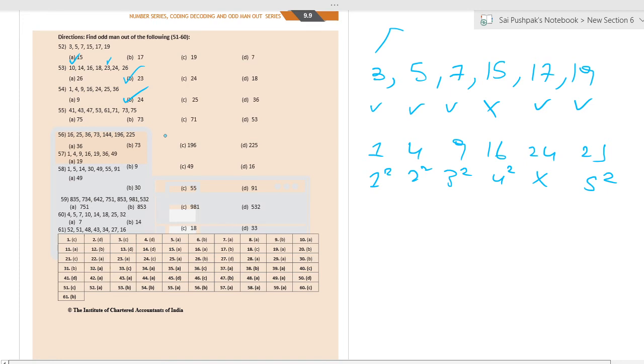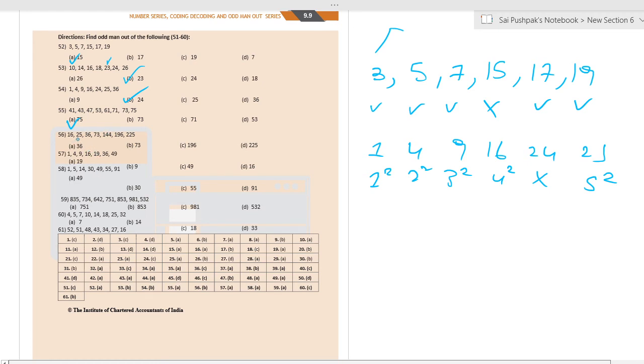Okay. And the 55th question: 41, 43, 47. Guys, again these are all prime numbers: 41, 43, 47, 53, 61, 71, 73. All are prime numbers. Only 75 is different. 75 is divisible by many numbers like 3, 5, 15, 25 and so on. So it is a composite number. All the others are prime numbers.